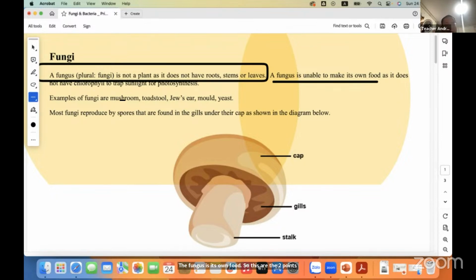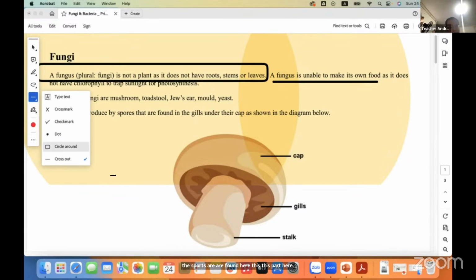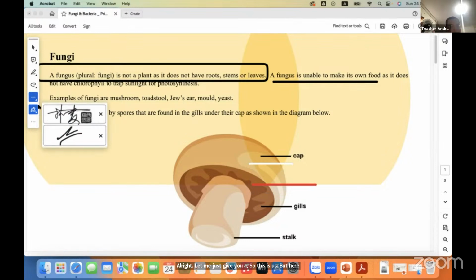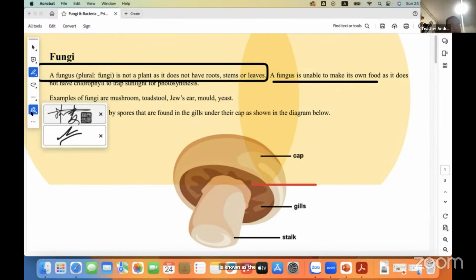Some examples of fungi are mushroom, toadstool, jelly ears, mold, and yeast. Most fungi reproduce by spores, and they are found in the gills under the cap, as shown in the diagram below. Look at this little mushroom here. They have a stalk, cap, and gills. The spores are found in this part here. Let me write down first. This little part here is known as the gills, where the spores are found.